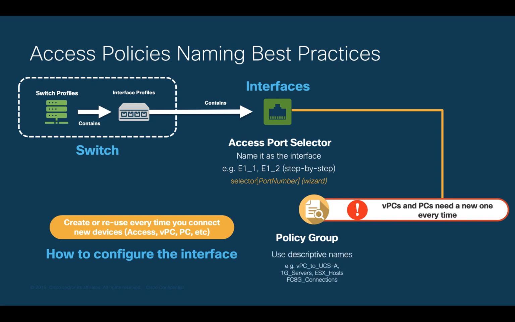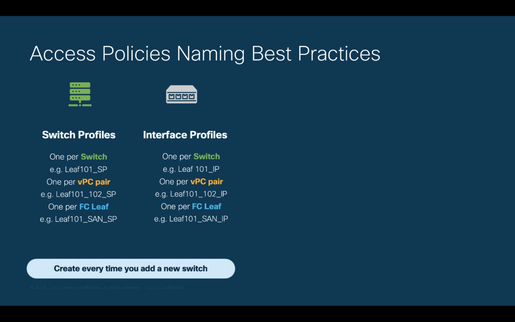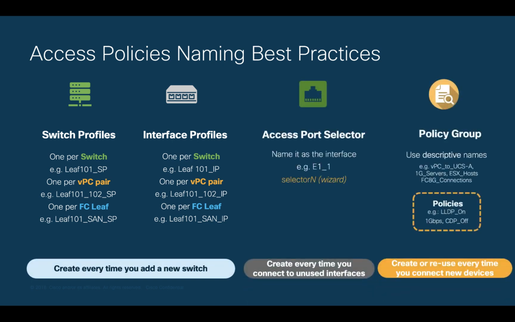Use simple and descriptive names for your policy groups based on what you are connecting. The same naming principle applies to your policies based on the features you are modifying. Just create your policy once, since you may use it in many policy groups without restrictions. If you follow this procedure, you will never have to touch the switch profile again, since new port selectors are added to the associated interface profile instead.